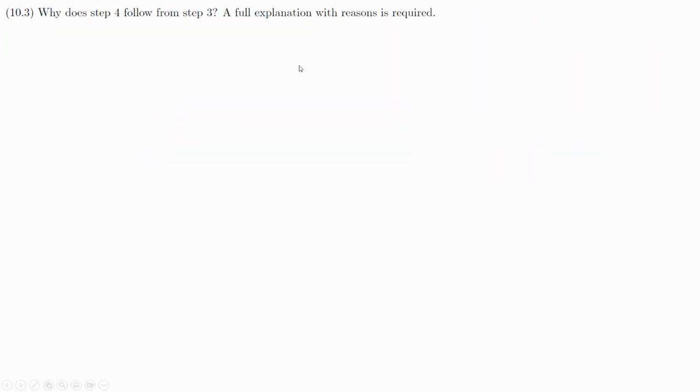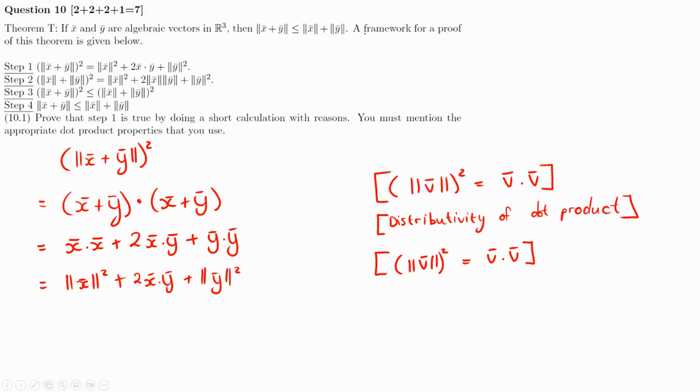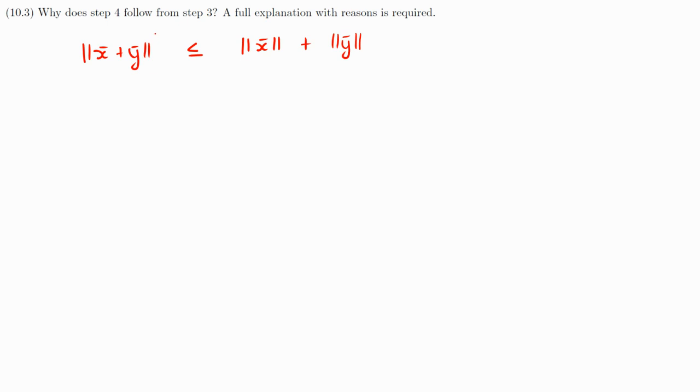If you look at 10.3, how does step 4 follow from step 3? Okay, so let's start with what they gave us in step 3. They gave us (x plus y) squared is smaller or equal than (x plus y). Let's just see if that is what they gave us. Yes, everything obviously squared. So let's just put brackets to make it consistent.